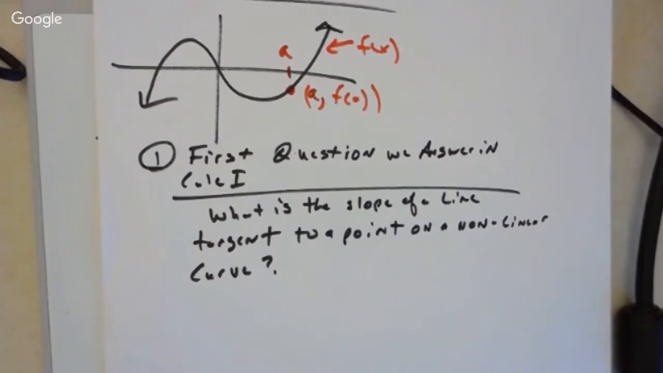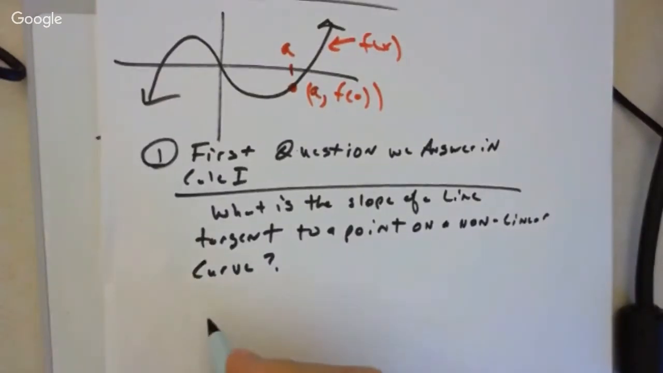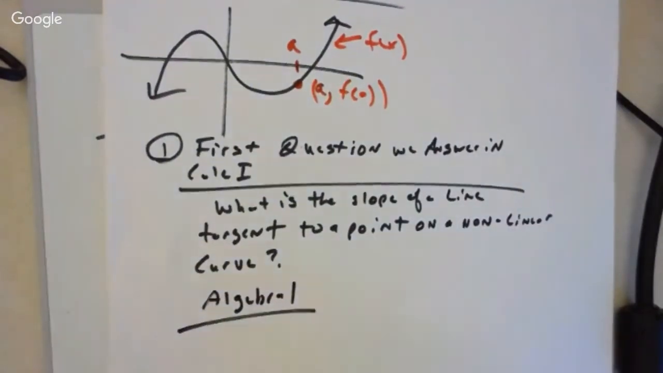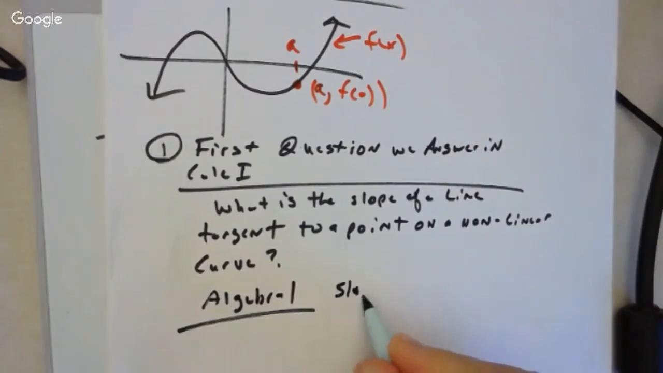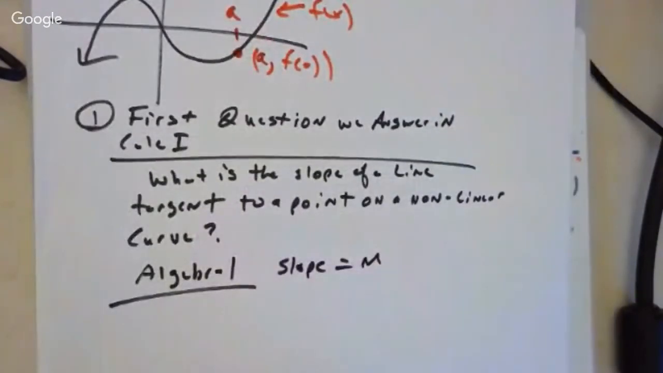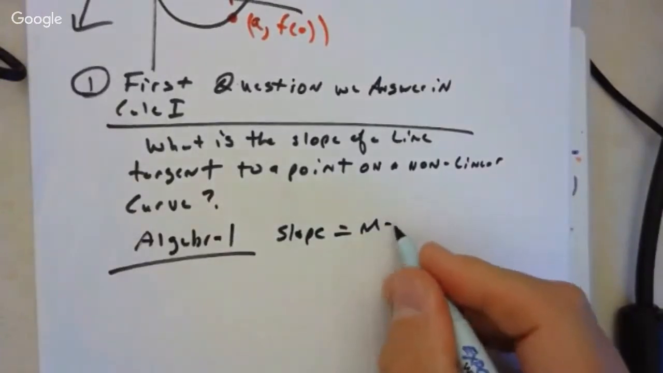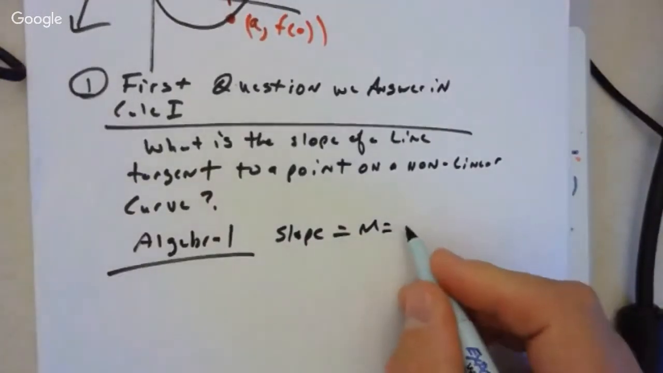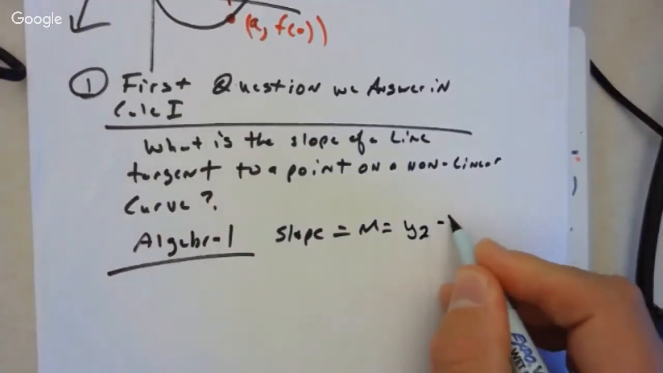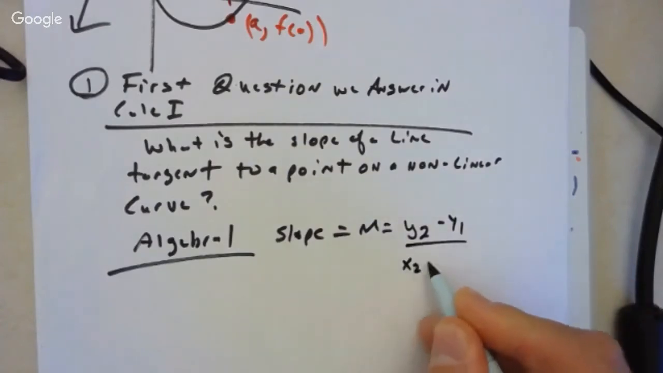So that's the first question we try to answer. Okay, so how did we find the slope of a line back in the glory days of Algebra 1? We took 2 points and we found the slope. We abbreviated it with m. Why? Because that's the Latin for slope. That's the only real reason for it, but otherwise, it's really confusing. So the slope is y2 minus y1 over x2 minus x1.